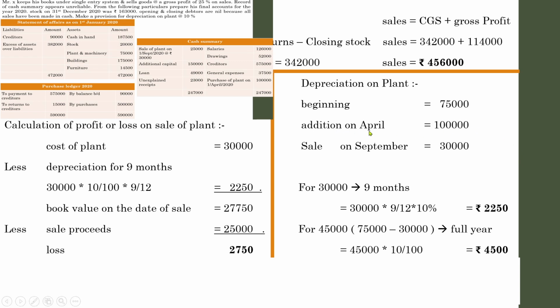Next one, addition. There was a further purchase of an asset on April, that is 1 lakh. That is also mentioned in the case. See, purchase on plant. So how are you going to provide depreciation for 1 lakh? Do we have to provide the depreciation for the whole year? No, because it was bought on April. So we need to provide depreciation from the month of April to the end of the financial year. So there are 9 months. So 1 lakh into 9 by 12 into 10 by 100. Its depreciation is 7,500.